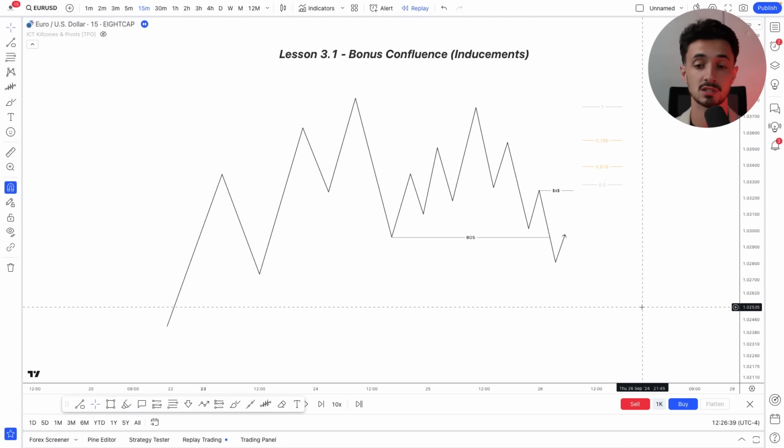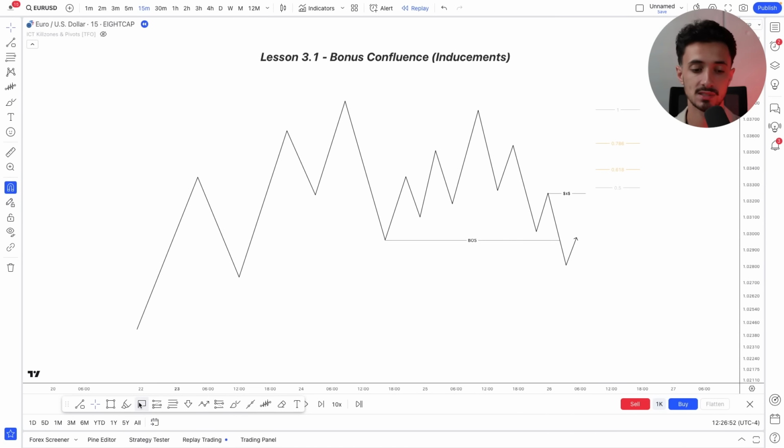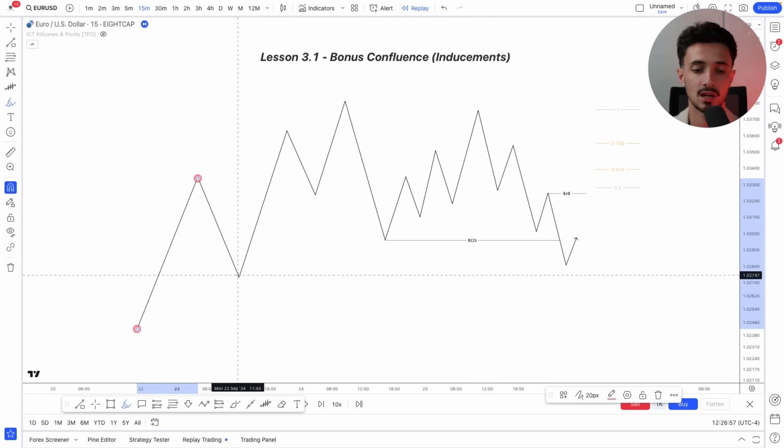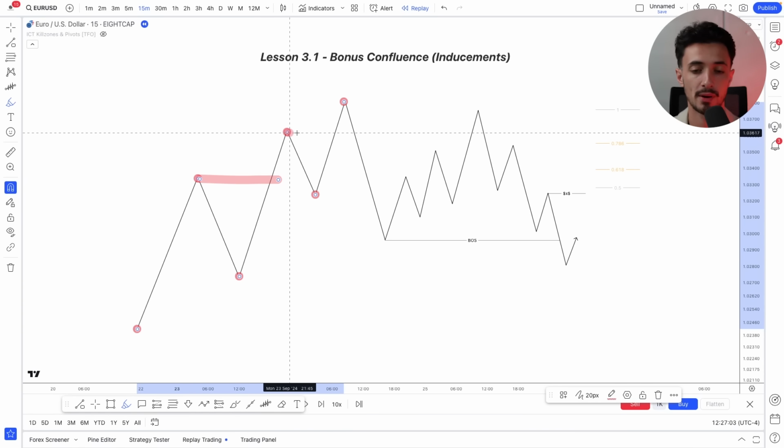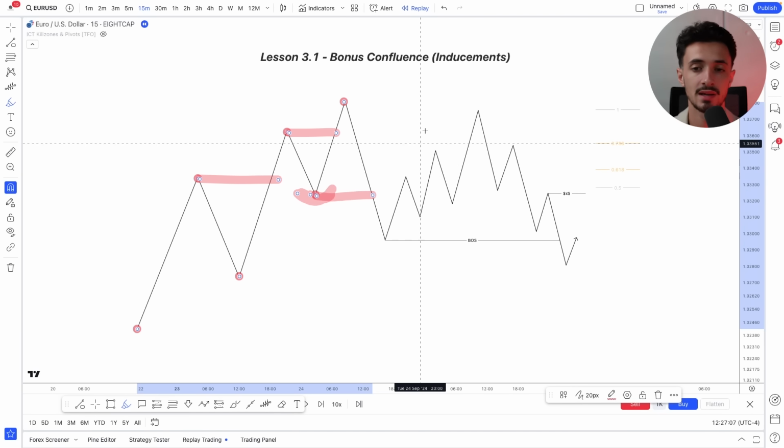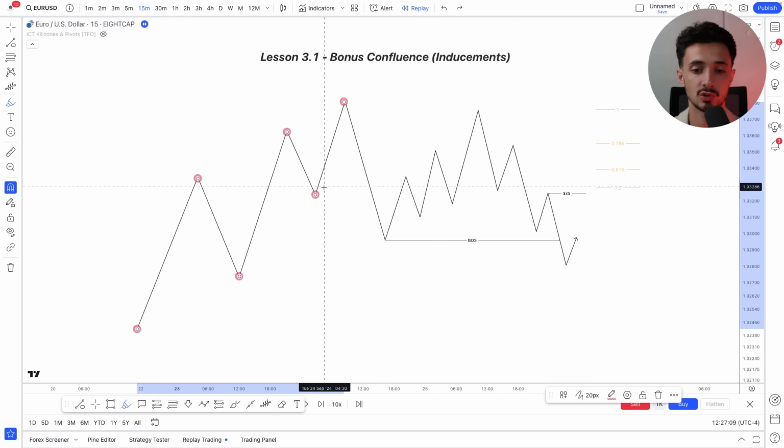Now, a bonus point for this one is 3.1, which is a bonus confluence, which is an inducement, right? If we look again at the reality of market structure, like we did recently, you will see that the actual pricing will look like this, right? You'll have a low, a high, a lower low, a higher high, a lower low, a higher high. Very clearly bullish. Break of structure, break of structure. This is the low that's in control. When that low gets broken, it has shifted from being bullish to bearish.